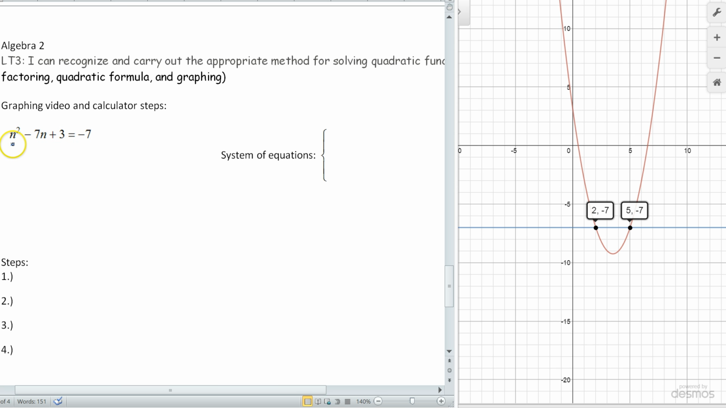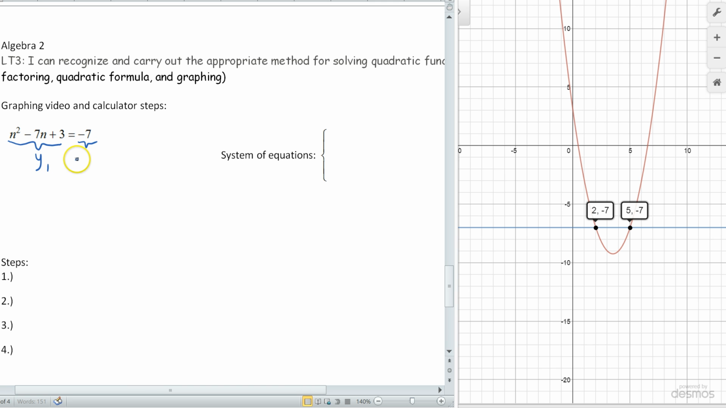So what we want to know is, when is the left side equal to the right side? For what input n would I get an output of -7? There are two functions that we're looking at here. One is on the left side, one is on the right side.